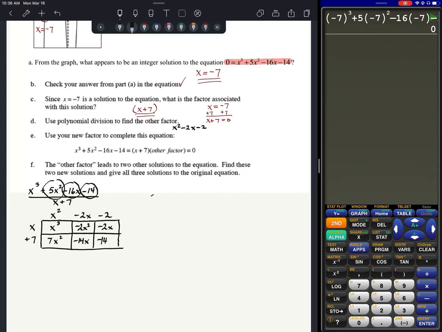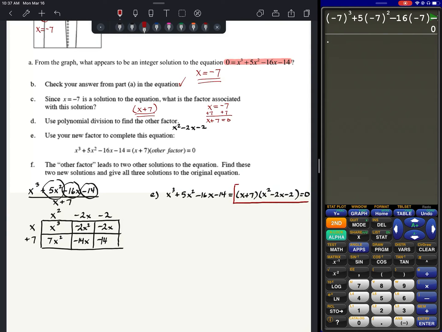So we're going to do that down here. This is for e. So we have x to the third plus 5x squared minus 16x minus 14 is going to equal the quantity of x plus 7 times the quantity of x squared minus 2x minus 2. And then it says the other factor leads to two other solutions to the equation. I'm sorry, I forgot the equals 0. Equals 0.